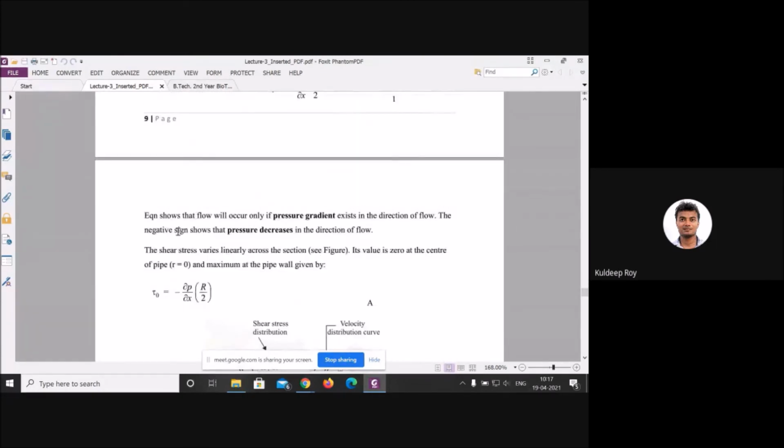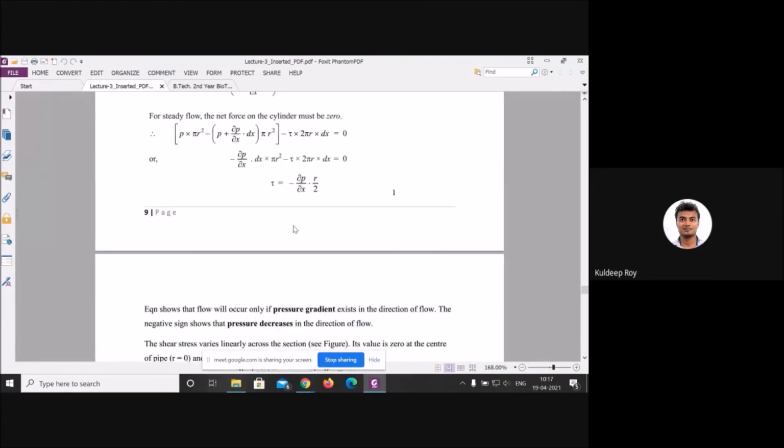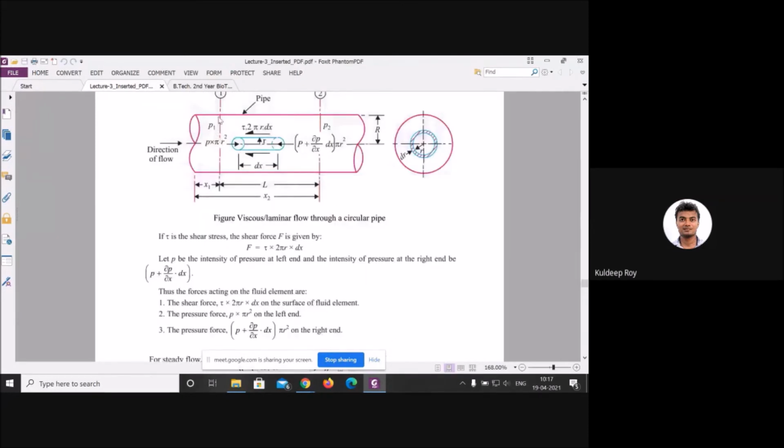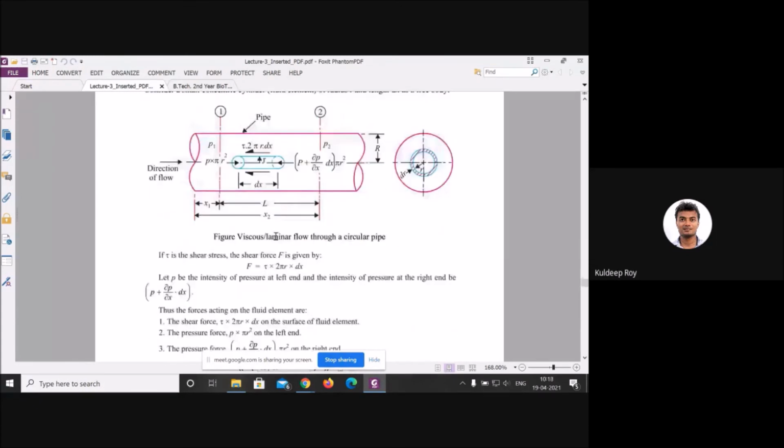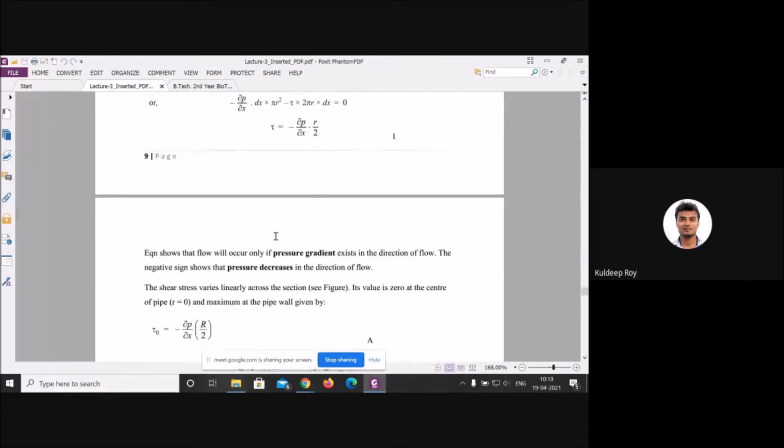Now the equation shows that flow will occur only if a pressure gradient exists in the direction of the flow. Don't forget, the negative sign shows the pressure decreases in the direction of the flow. As I already told, if you apply some pressure, it cannot stay the same, because there are frictional losses. So how do you define ΔP? Earlier we talked about frictional losses; here we are talking about how much the pressure loss will be.